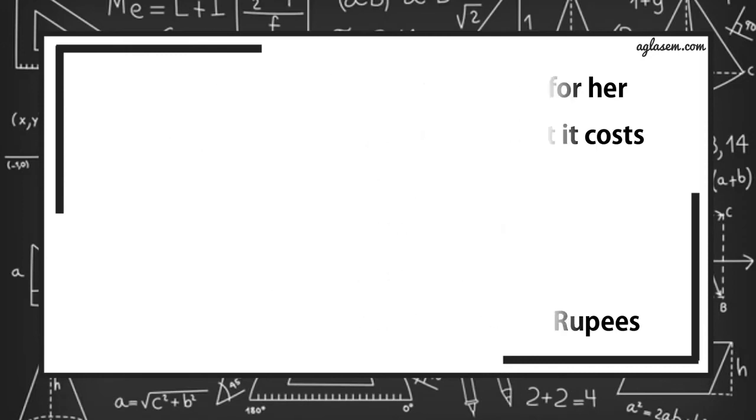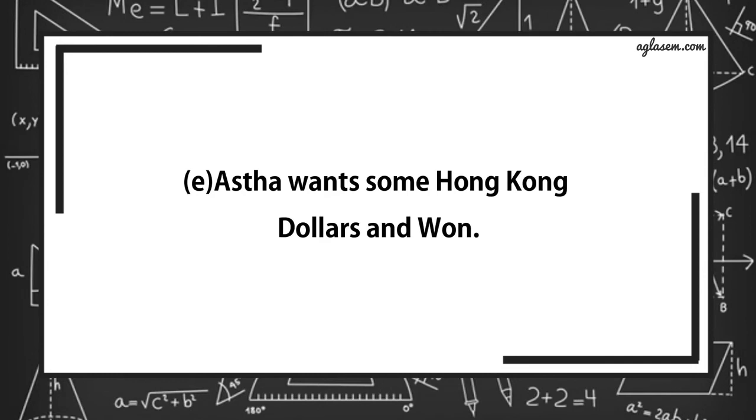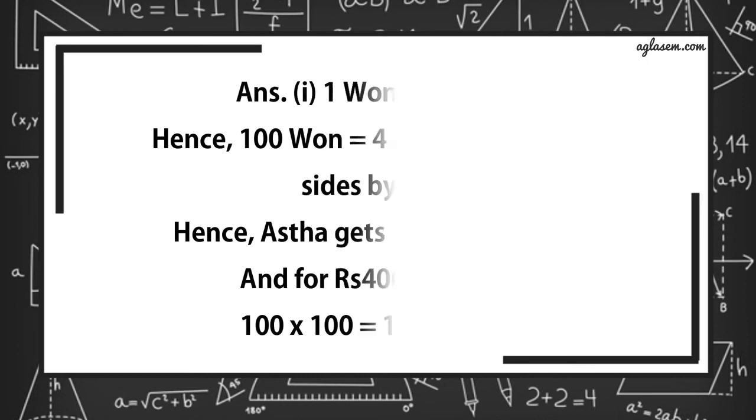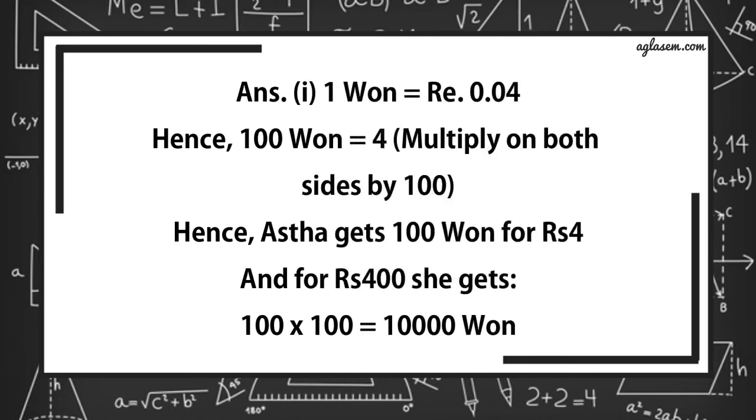Further, E part says, Asta wants some Hong Kong dollars and won. First part says, how many won can she change for rupees 4 and for rupees 400? Answer is 1 won is equal to rupees 0.04. Hence, 100 wons will be 4, multiplied on both the sides by 100. Hence, Asta gets 100 wons for rupees 4. And for rupees 400, she gets 100 into 100, that will give you 10,000 wons.